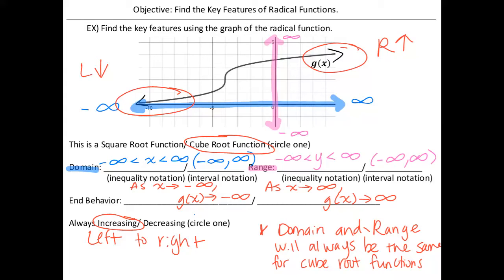So the cube roots, again, will always have the same domain and range. The only thing that's going to change really is end behaviors and whether it's increasing or decreasing, okay?